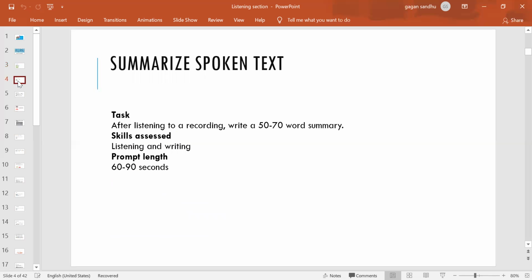So today we will be starting practicing summarize spoken text. Here, as you can see, after listening to a recording, you have to write a summary of 50 to 70 words, right? And after that, we'll be moving to the writing as well.